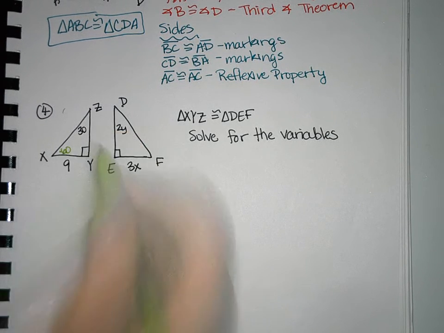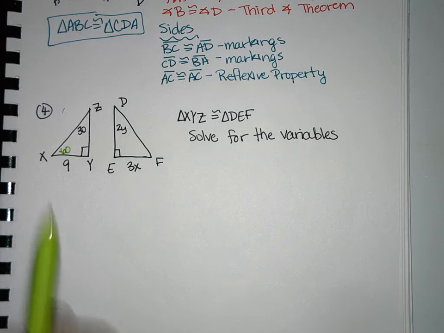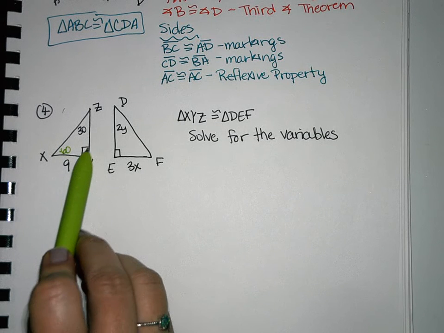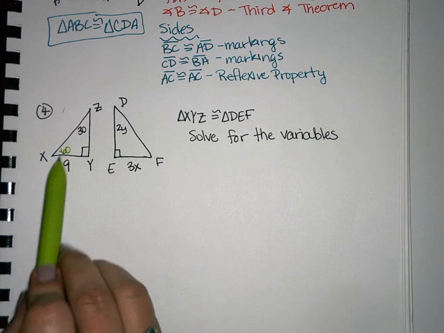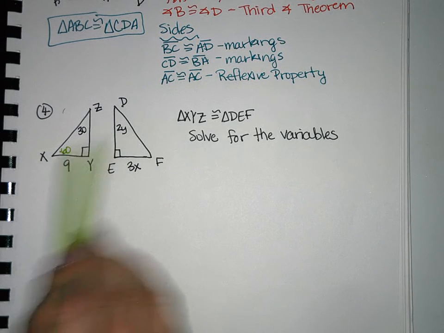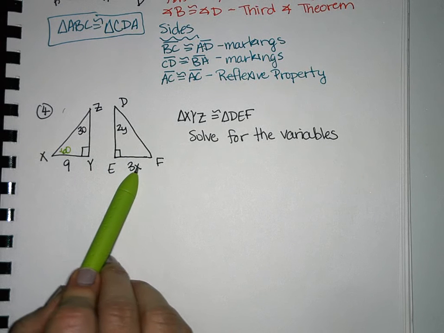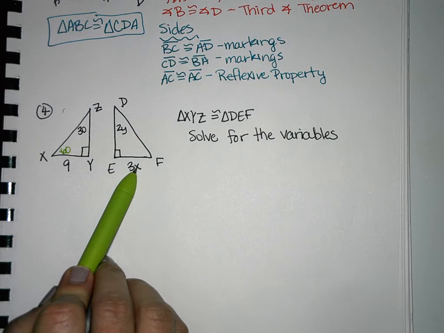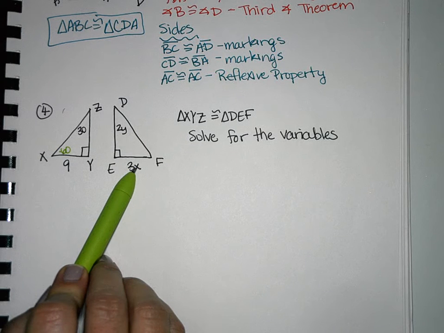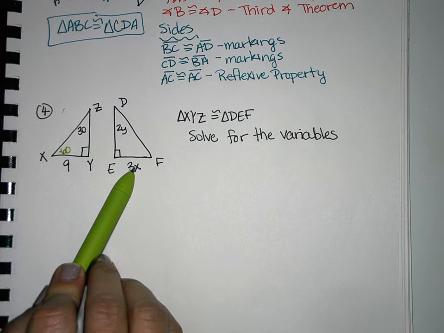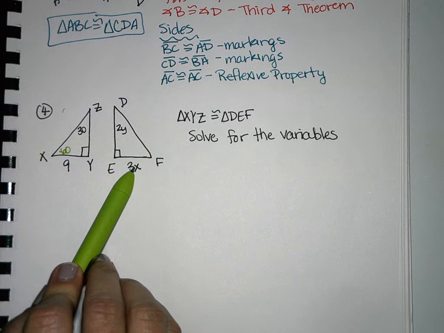Wait, is that 9 or 90? The right angle is always 90. Okay, so that did help me find this, but how is that helping me find Y or X? Robert? Well, the 30 is equal to the other side. The 2y, you set them equal to each other if you're congruent.